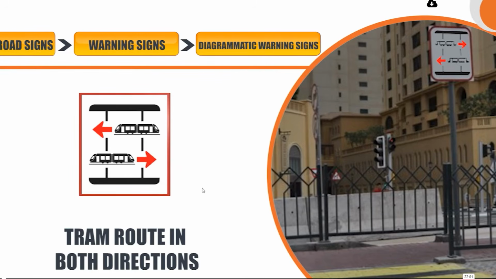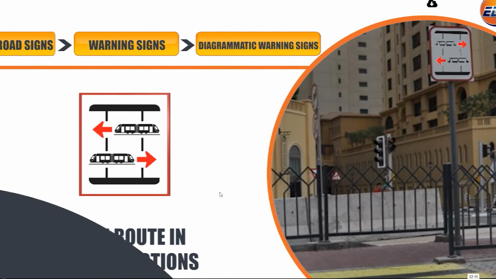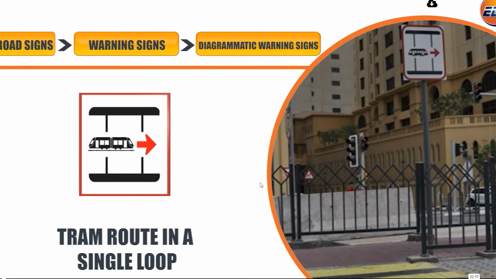Tram route in both directions. This sign warns pedestrians that they are about to cross a tram track. They must look in both directions, to right and left, to ensure that no tram is approaching before crossing the tram route.